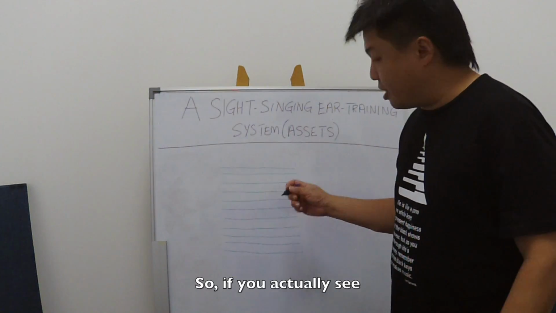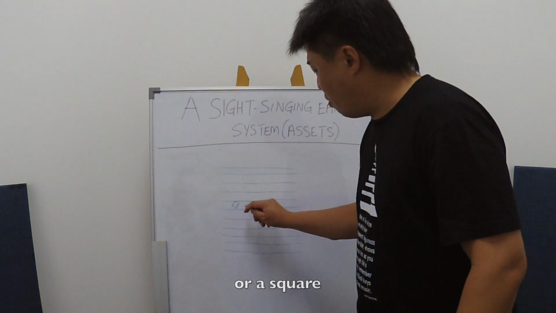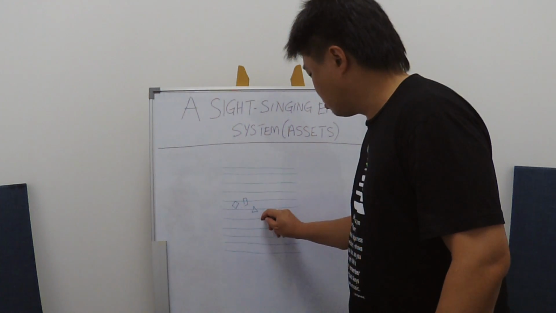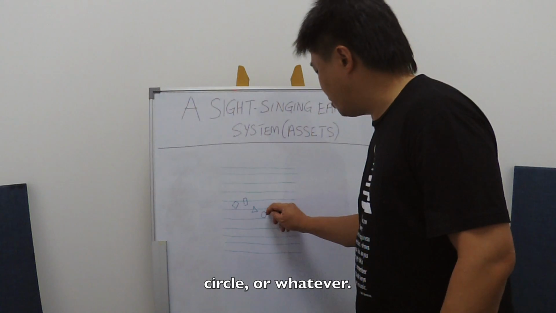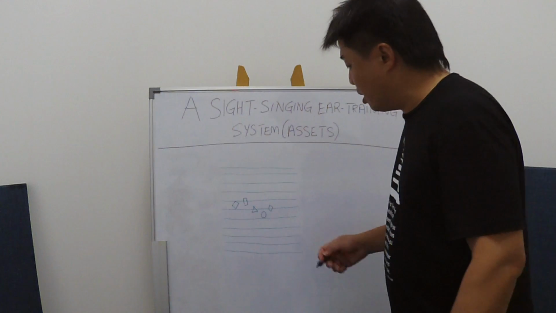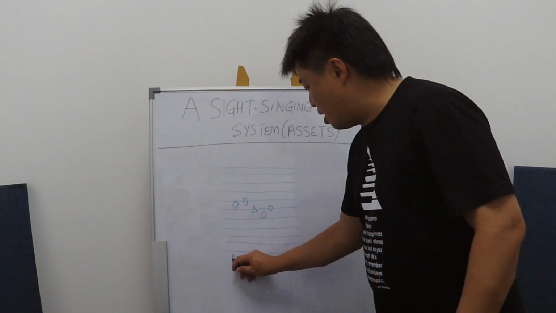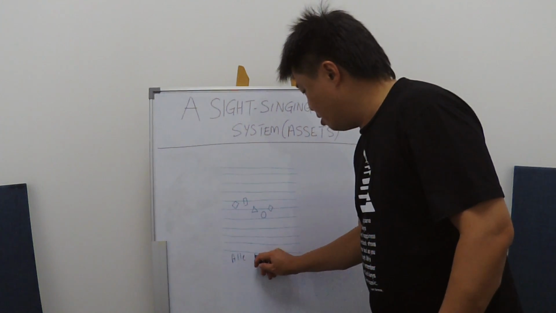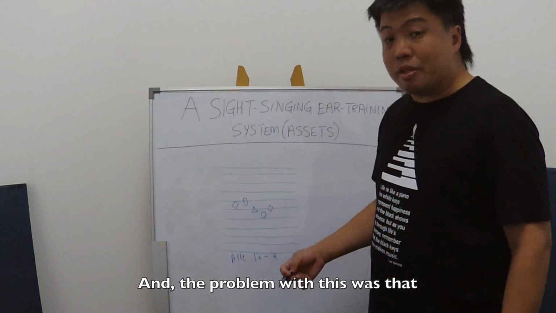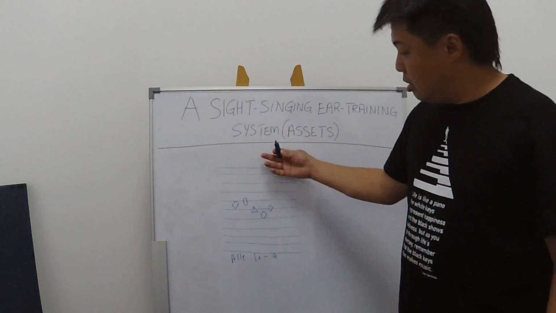So if you actually see, sometimes notes will appear like a diamond shape, or a square, or sometimes a triangle in a circle, or whatever. Just an example of notation that used to happen back then. And the monks would actually sing things like a, le, lu, ya.